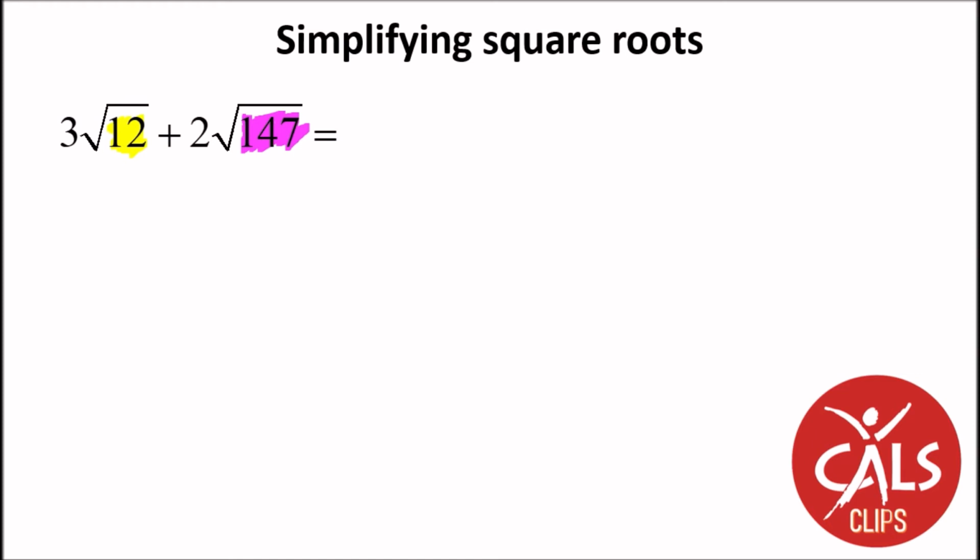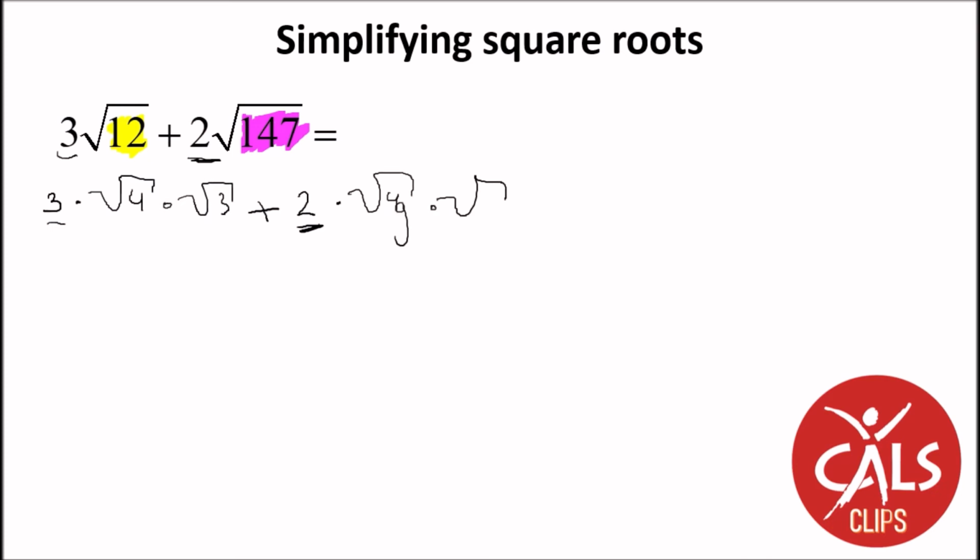Let's take a look. So 3 square root of 12, I can write like this. 3 times, that's this 3, the square root of 4 times the square root of 3, because 4 times 3 is 12, so I can write it like this. And then we have plus, that's this plus, 2, that's the 2 over here, this 2. 147, if you think a little bit, you will find that you can write it like the square root of 49 times the square root of 3, because 49 times 3 is 147.